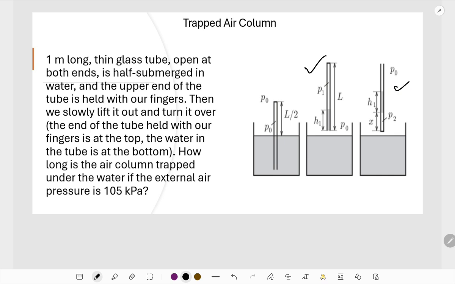How long is the air column? This length, x, trapped under the water, if the external air pressure is 105 kilopascal.